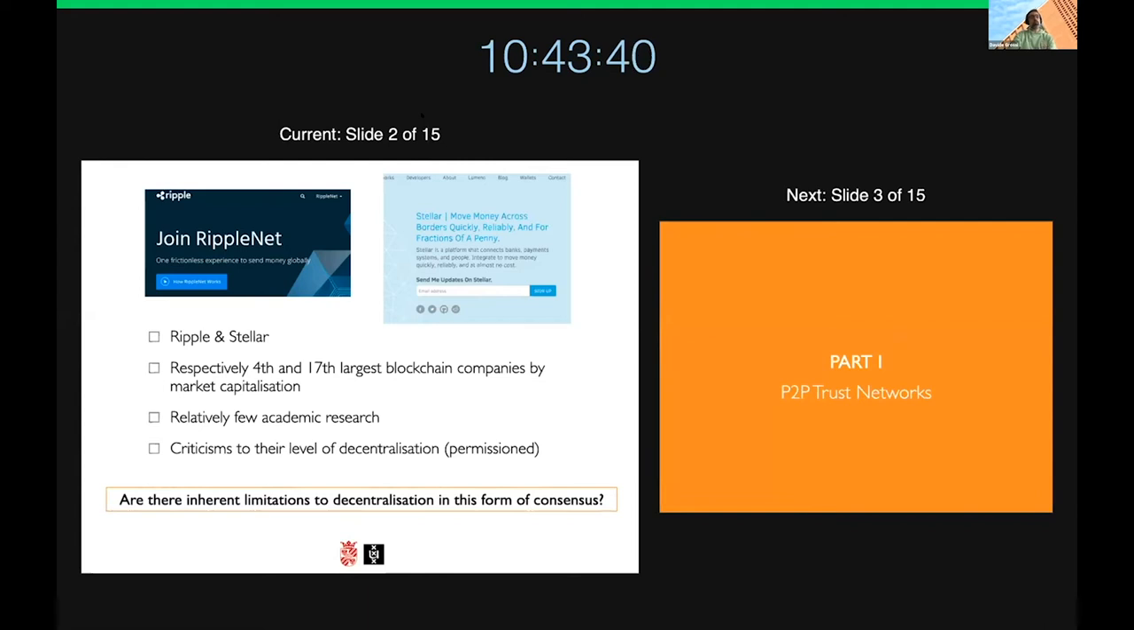The question we try to address in the paper consists in understanding the inherent limitations, or the extent to which decentralization, so a permissionless approach to consensus, is possible in the consensus model followed by systems like Ripple and Stellar.